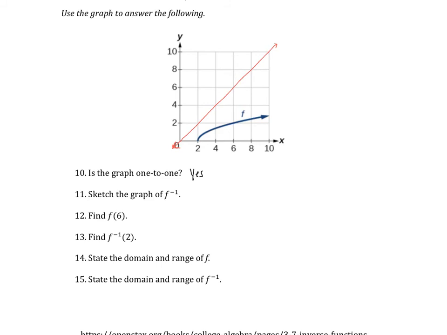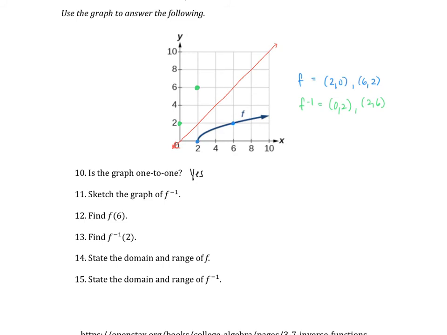Let's find some points. So I think that's kind of the easiest thing to do. So 2, 0 is a point. 6, 2 is a point. So 2, 0 and 6, 2. So those are 2 points from f. So now I want to find some points on f inverse. Well, if I know 2, 0 is on f, then 0, 2 has to be on f inverse. And if 6, 2 is on f, then 2, 6 has to be on f inverse. So I'm going to plot those. So 0, 2 would be here, and 2, 6 would be here.